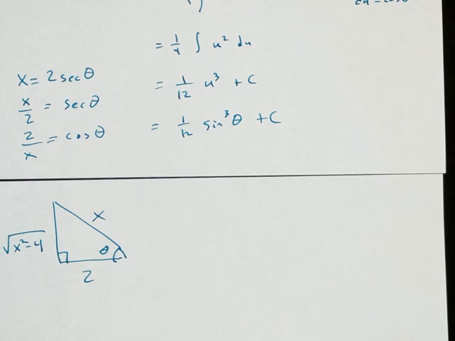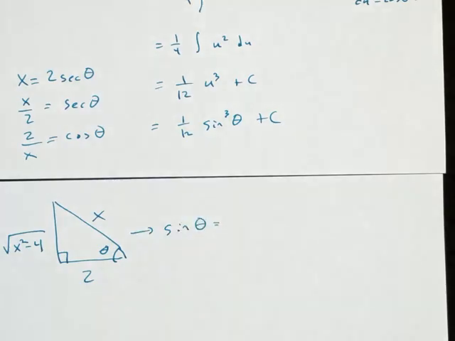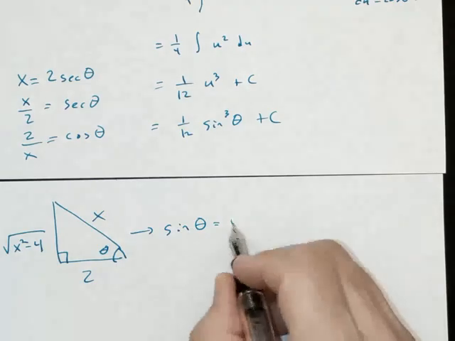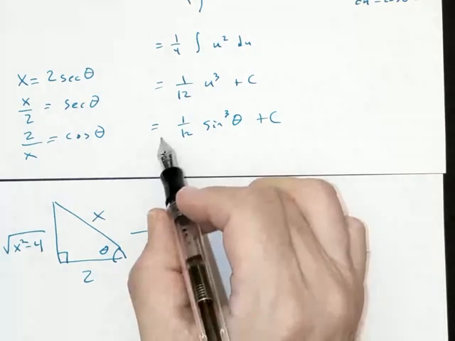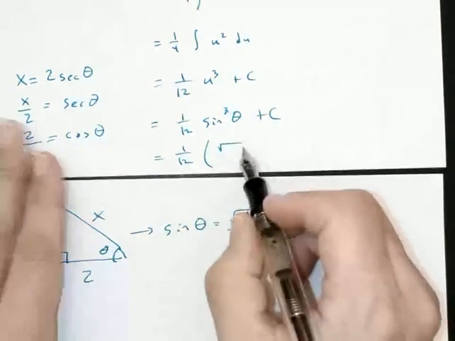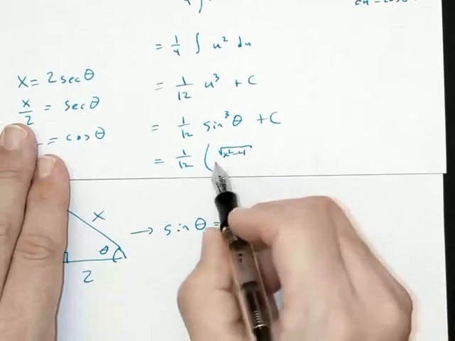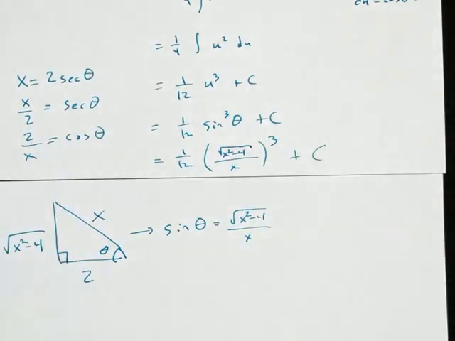Hey, wait a minute. Based off of this triangle, what's sine of theta? It would be square root of x squared minus 4 divided by x. Which means this is 1/12 square root x squared minus 4 divided by x, all cubed, plus C. Whoa.